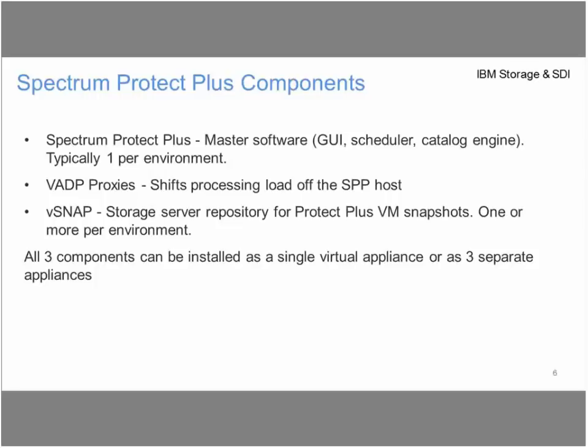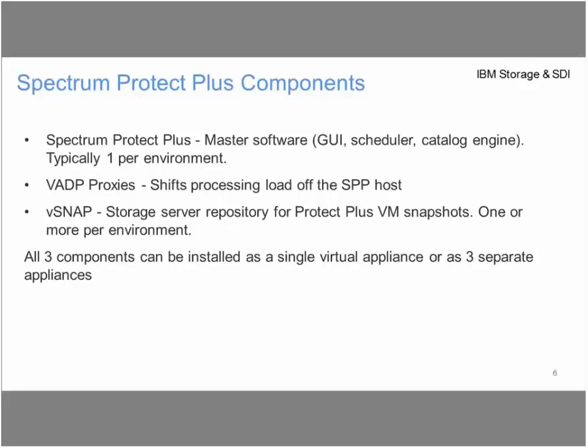Finally, you have the VSNAP storage repository, right? That is where Spectrum Protect PLUS is going to write the data that it is capturing from your virtual environments. You can have a single VSNAP storage appliance or multiple VSNAP storage appliances, depending, again, on the size of the environment that you're looking to protect using Spectrum Protect PLUS and the distribution of those virtual machines across multiple sites. So you always have at least one VSNAP storage appliance, but can have multiple, again, based on performance and distribution of the virtual machine environments.